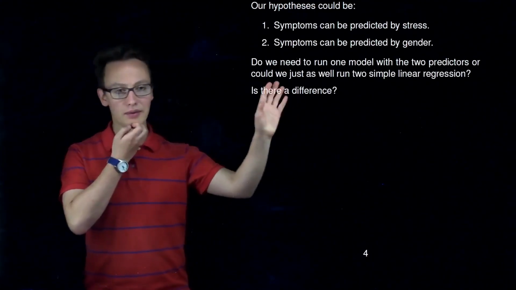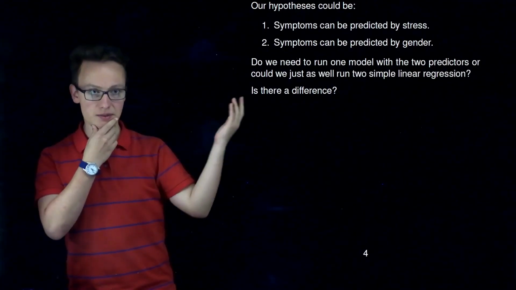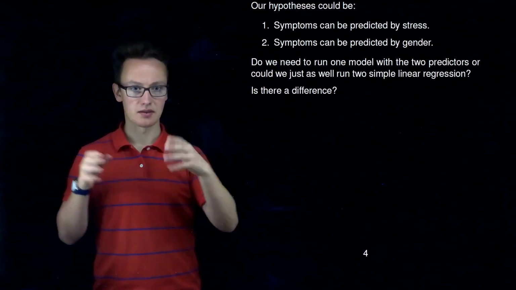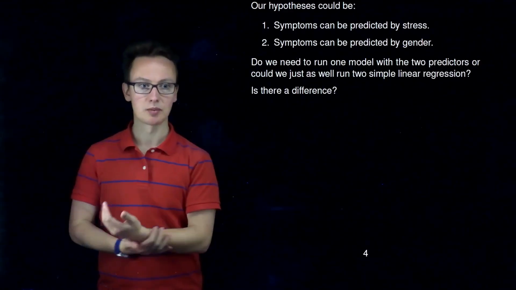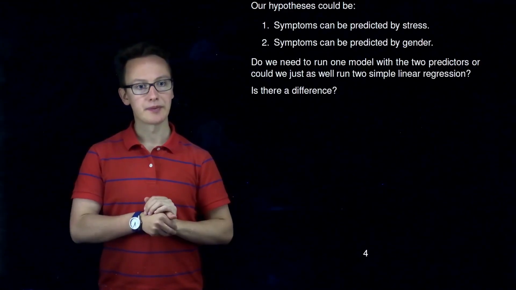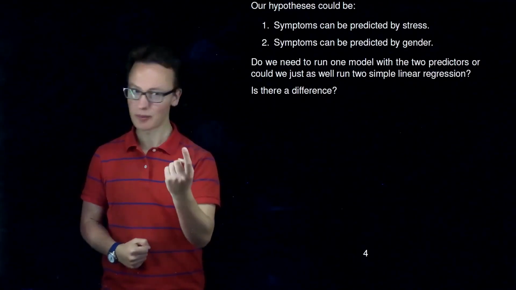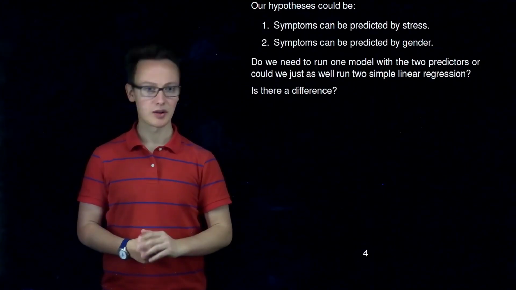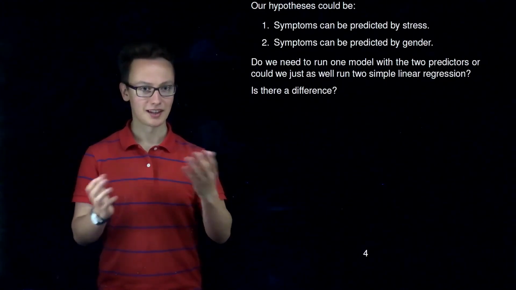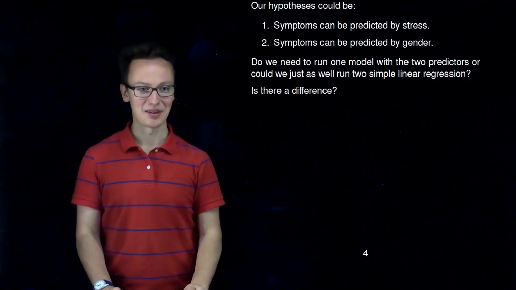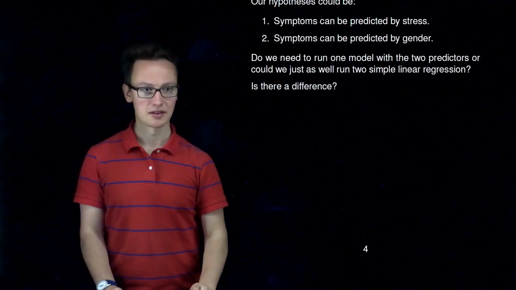So let's stay for a moment with our example. So we could have two hypotheses, right? One about the first predictor, that the symptoms can be predicted by stress. The second one, that the symptoms can be predicted by gender. And now the question is how to do this. Will we run one model with both main effects included, or will we run two separate models? Spoiler alert, we should run one model, and we're going to see now what the problem would be if we would just run two separate models.